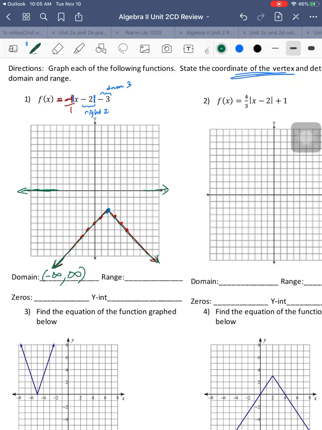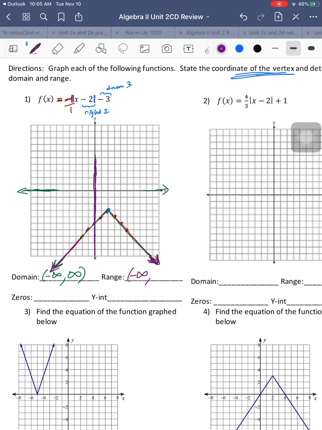Now range, let's look at the range. What's the lowest y value? So y values, think about the y-axis. Y values are lowest points to highest points. On the actual graph, the lowest points, both the left end of the arrow and the right end, are going to go down forever. So down forever is negative infinity.